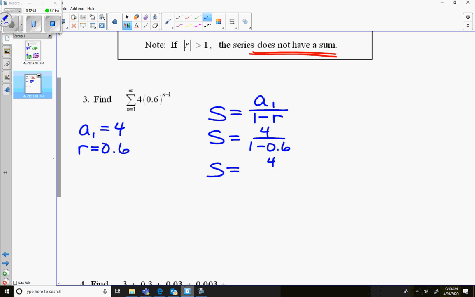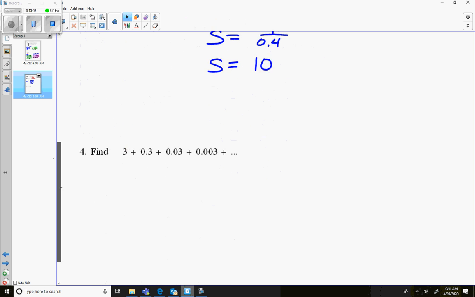And this one I did not bother reaching for a calculator because 1 minus 0.6 is simply 0.4. Move all your decimals over one place, so basically you're just doing 40 divided by 4. So S is 10. I don't really need to waste my time pushing buttons for this one. A little bit easier, and it's an easier formula also.